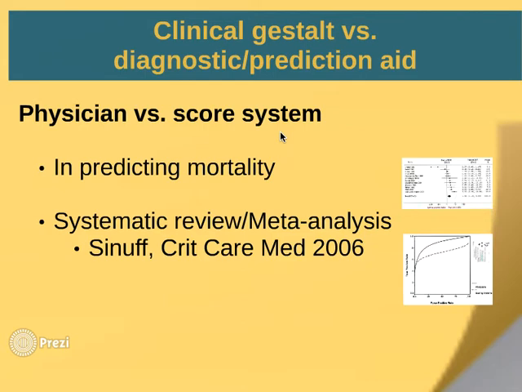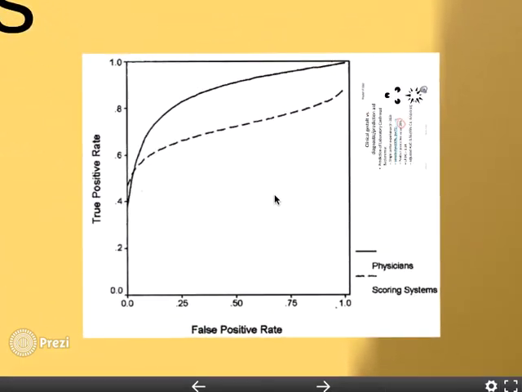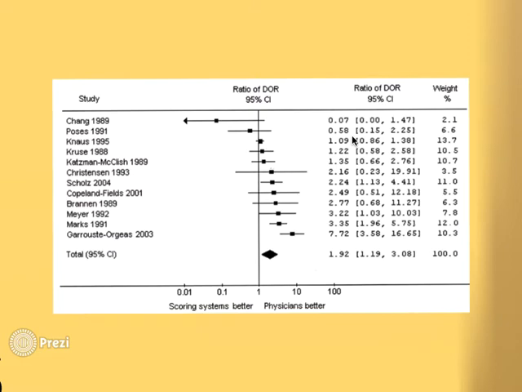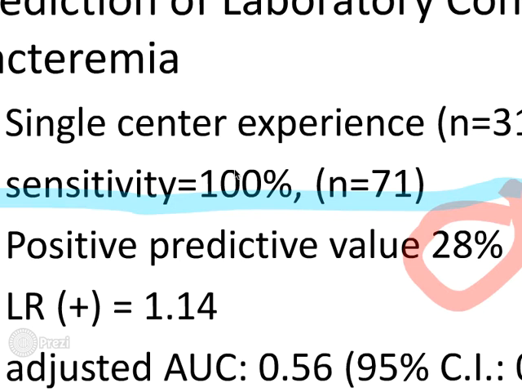So for this meta-analysis performed in 2006, they compared physicians versus the scoring system in predicting mortality in the intensive care units. And it turned out the clinician is doing much better, as you can see in this ROC curve, also in the final plot. And interestingly, clinicians are doing better year after year. We also have a small study to see if the emergency physician is good at diagnosing laboratory-confirmed bacteremia. And politically correct is that this condition always has 100% sensitivity, but unfortunately, the positive predictive value is only 28%.